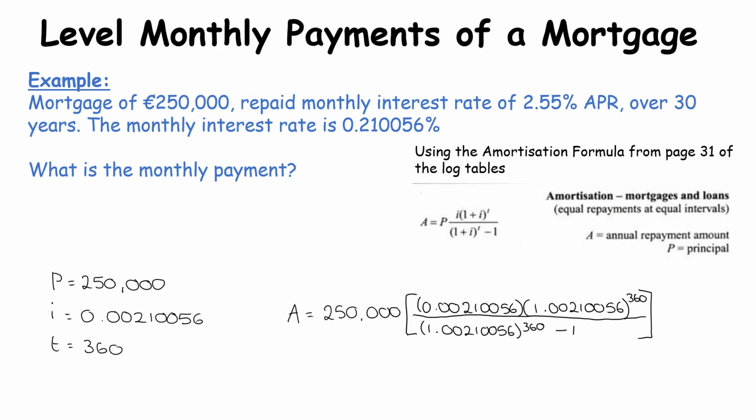That 250,000 is multiplied by those square brackets, and we should get the monthly payment of €990.49. So a lovely little formula. I think it's really important to know when to use it, because often that is the issue. Students go, but I just don't know when to use it.